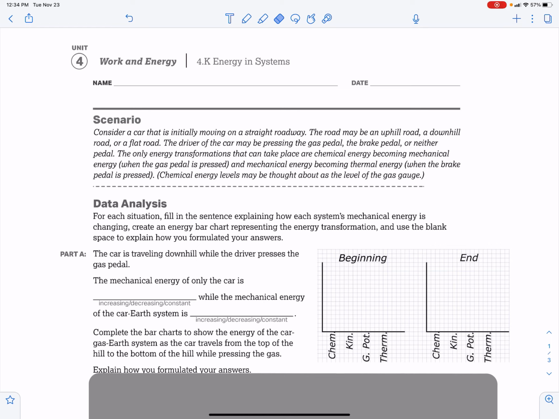AP Physics 1 Workbook, Unit 4, Work and Energy. Activity K, Energies in Systems. Please remember to read along with me, pause and rewind the video as necessary.